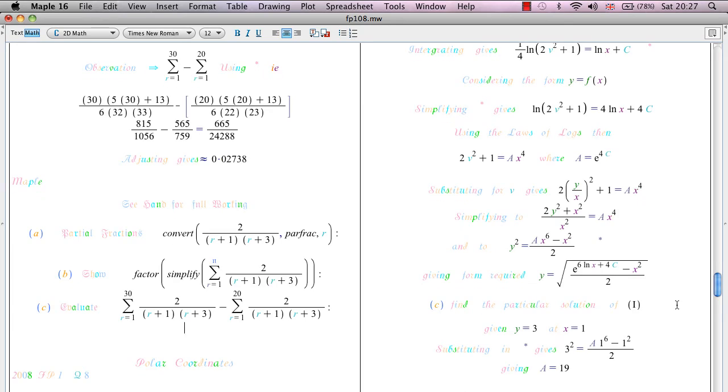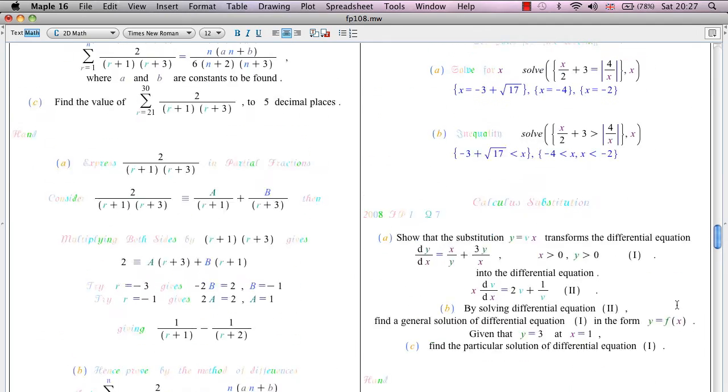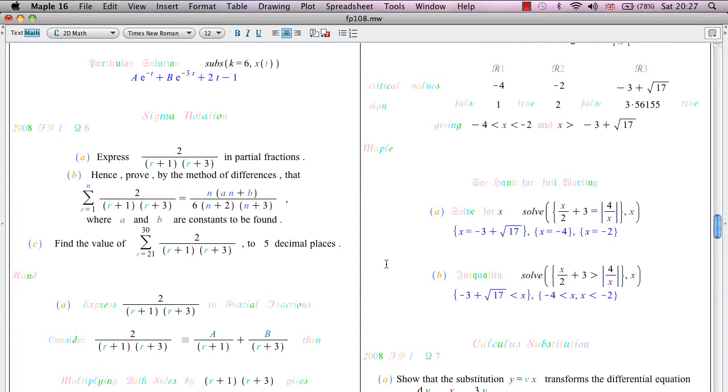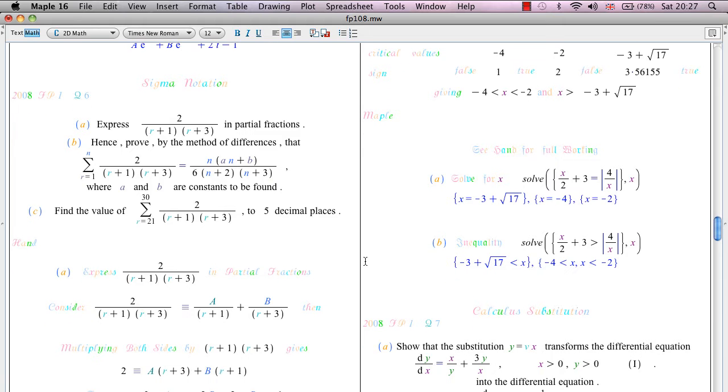Hi YouTube, continuing question 6, Further Pure 1, 2008, sigma notation. Part A, partial fractions, method of differences in B, and between 30 and 21 in C.